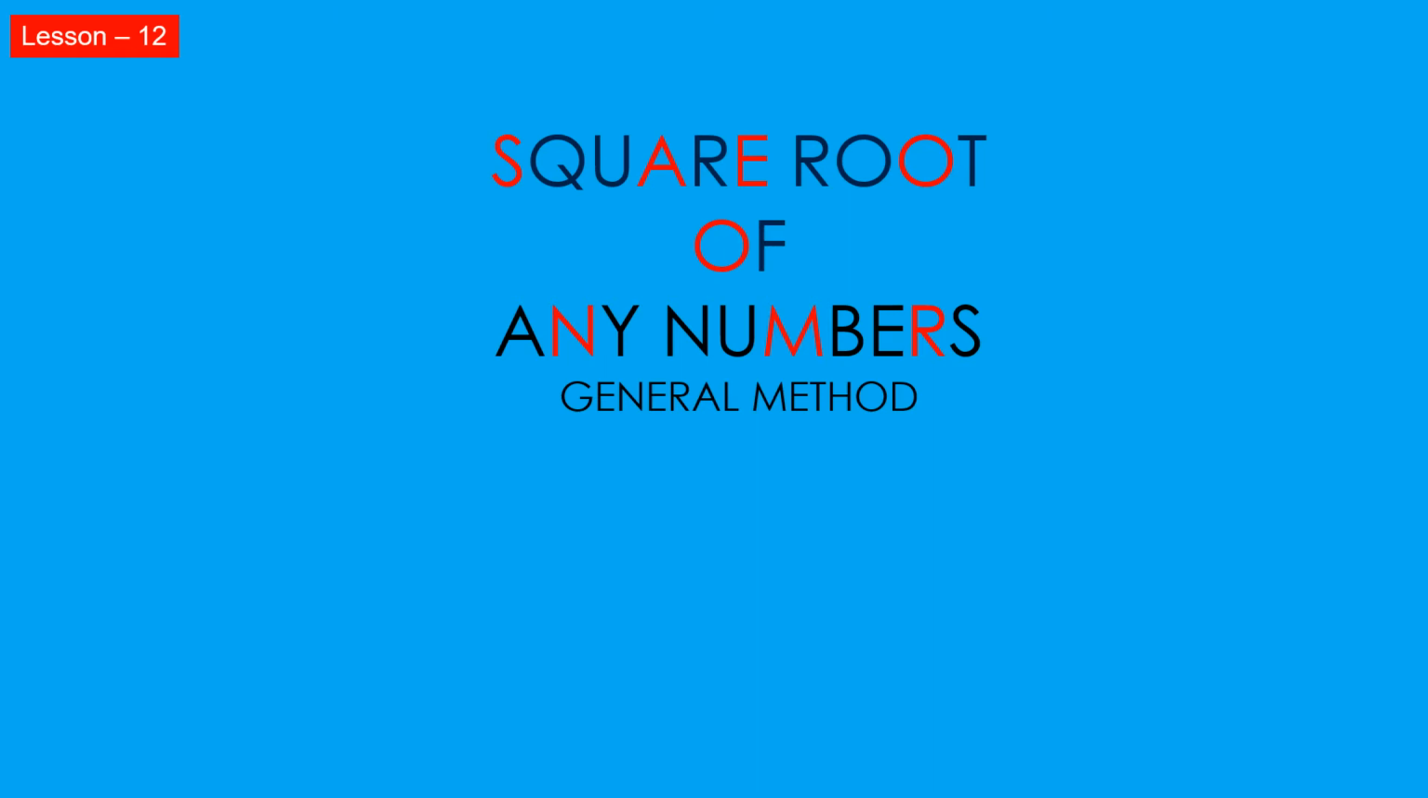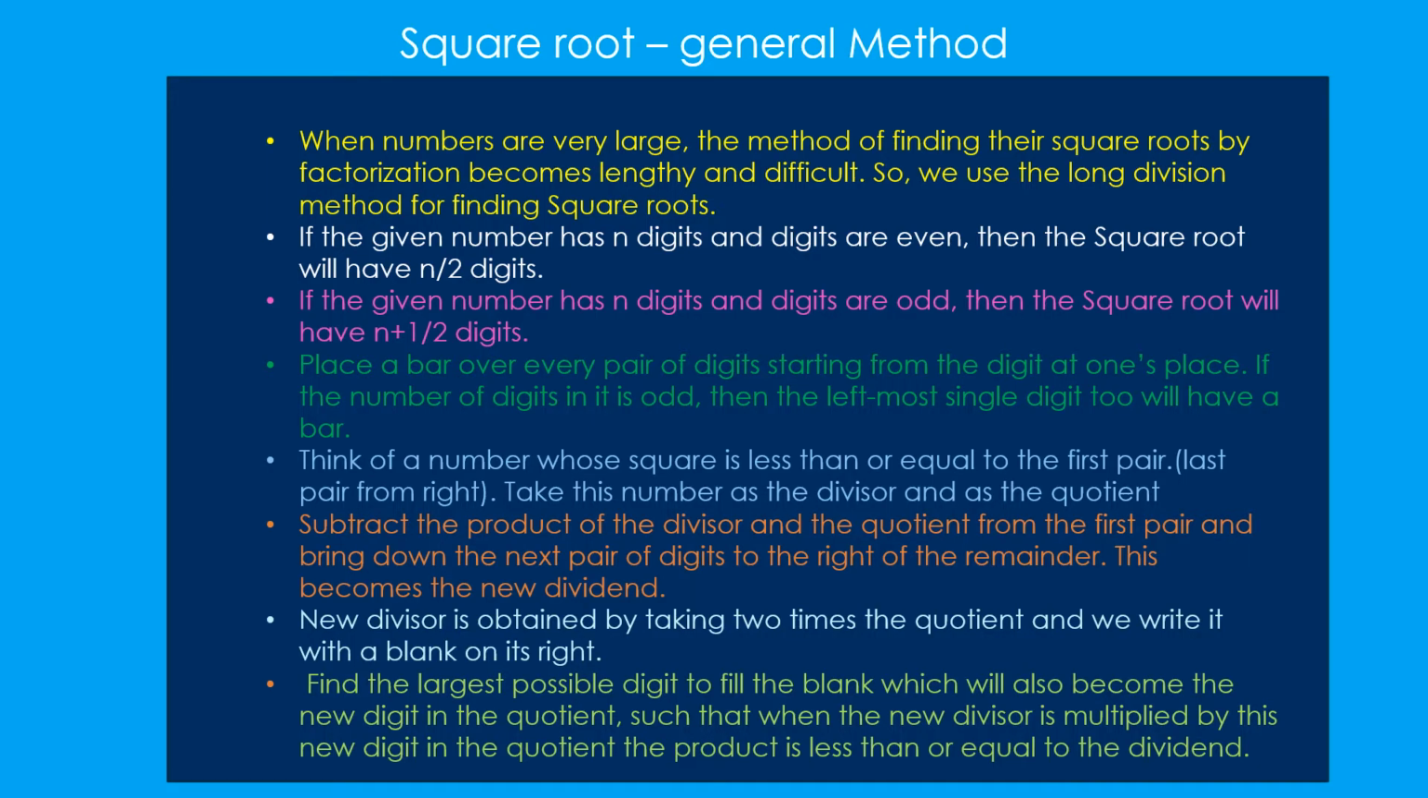Hello everyone. Today we are going to learn how to find the square root of any number. It can be 3-digit, 4-digit, 5-digit or any number of digits. This is called the general method, and it is also called the long division method to find the square root of numbers. When numbers are very large, the method of finding square roots by factorization becomes lengthy and difficult. So we use the long division method for finding square roots.